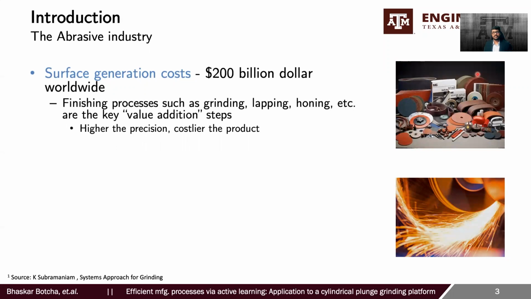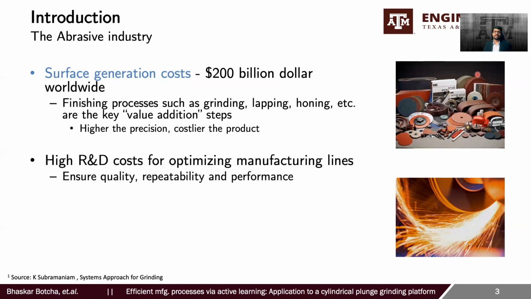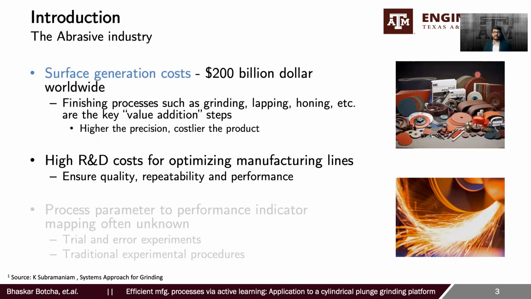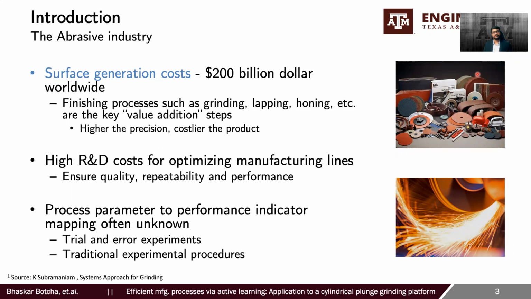The finishing process in any manufacturing line is considered the key value addition step as it adds the most value to any product in the manufacturing line. And typically to find out where this point lies requires high R&D costs in the back end for optimizing all these manufacturing lines and to ensure quality, repeatability, and performance. And for doing this, the process parameter to the response mapping should be known, and it's often unknown, and it is known by doing trial and error experiments and some traditional experimental procedures.